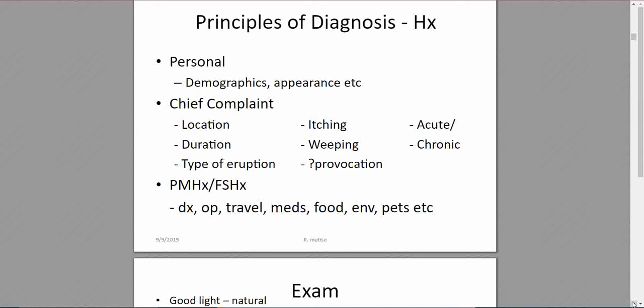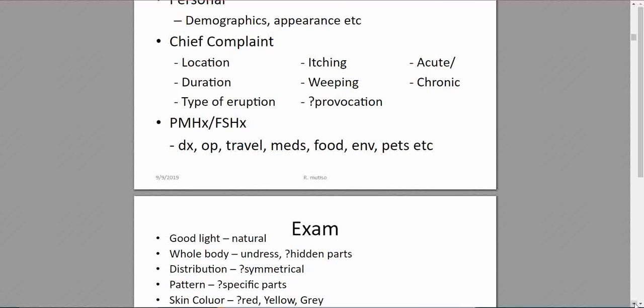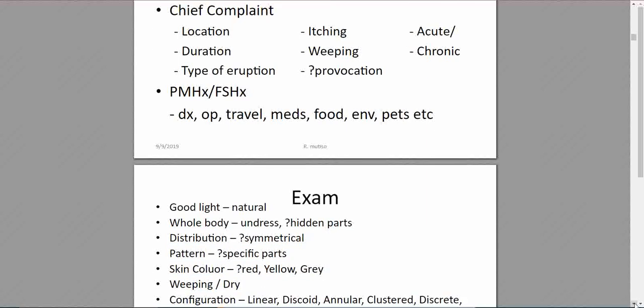Provocation: what brings it in? What necessitates it, what increases its pain? Is it acute or chronic, has it come once suddenly, or has it been there forever? Then go to past medical history, and family and social history. Check on the previous diagnosis, outpatient department attendance, travel, medicals, food, environment, whether he is fond of pets, and so on.